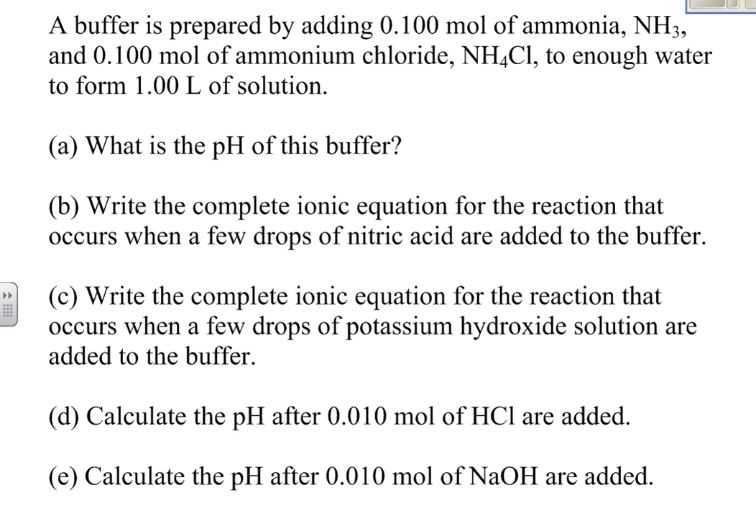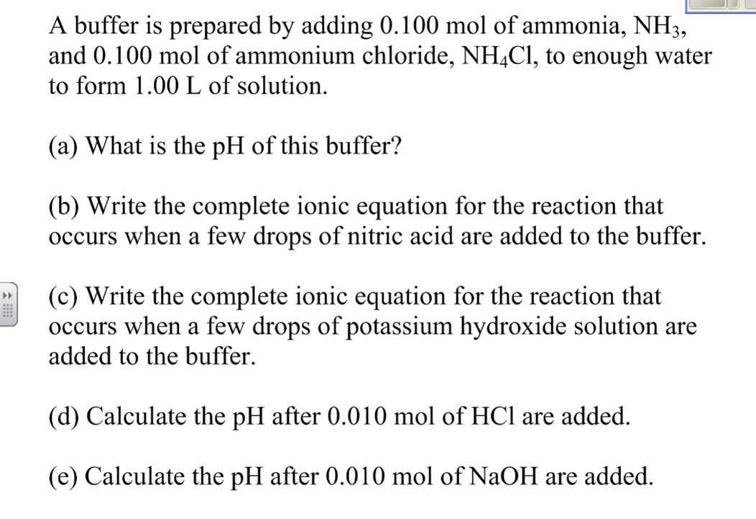Again, a buffer is prepared in this case by adding 0.1 moles of ammonia and 0.1 moles of ammonium chloride to enough water to form 1 liter of solution. I'm going to keep the numbers as easy as possible so that we can see what's going on here. The first question we'd be asked is, what is the pH of this buffer solution?